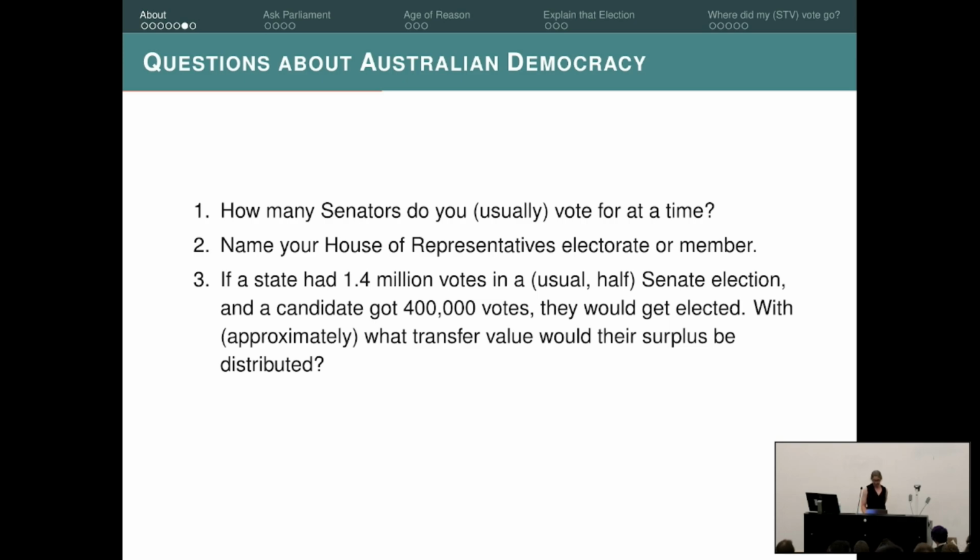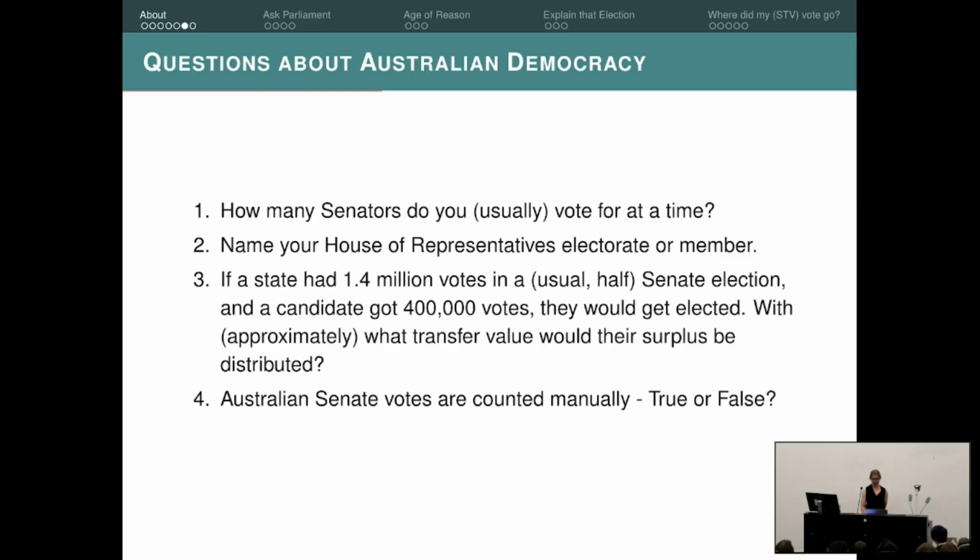Okay, here's a question for the geek crowd. If a state had 1.4 million votes and we were doing our usual half-Senate election for a state, and a candidate got 400,000 votes, they'd get elected, with what transfer value would their votes separate? Have a little think about it, get a pencil if you need one. The answer is on the next slide. This is the only technical part of the talk.